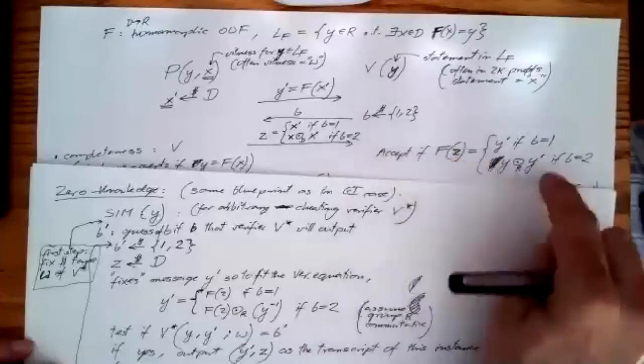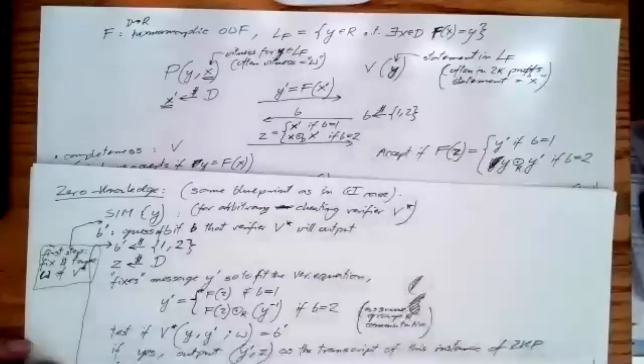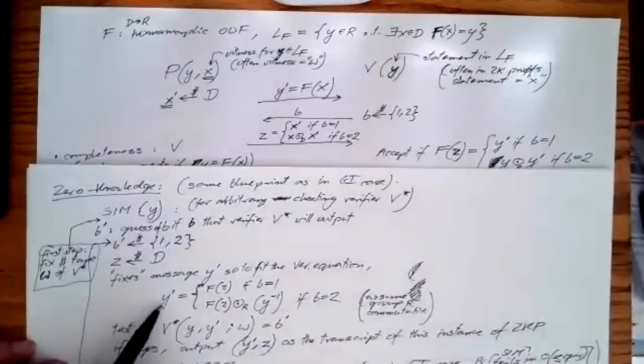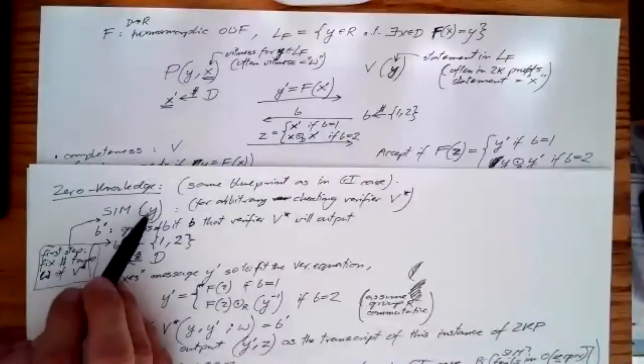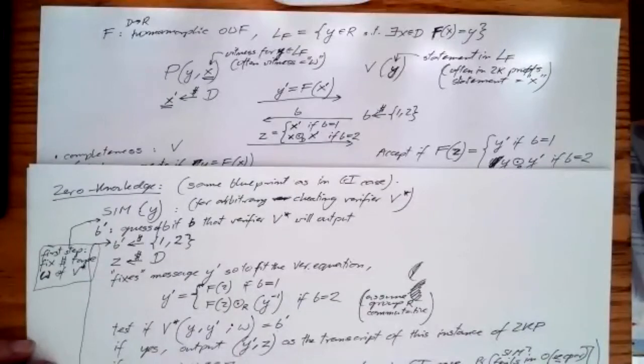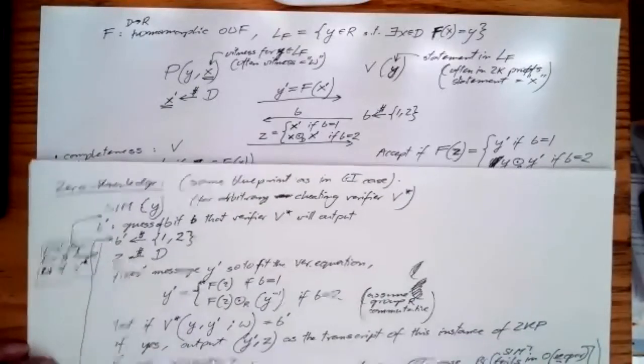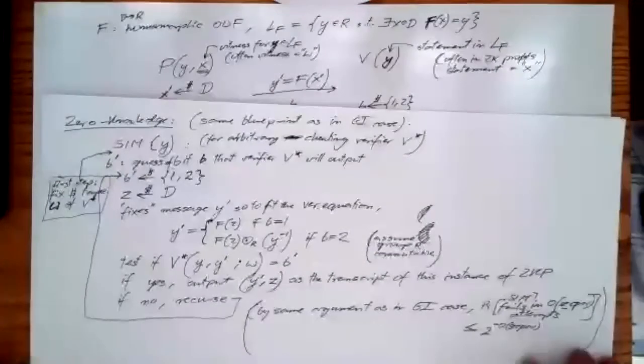In both cases, the function is exactly that one. So in the case of B1, y prime is just f of z. In the case of B2, y prime is f of z shifted by the inverse of y, the statement. Okay, so it's exactly the same argument.